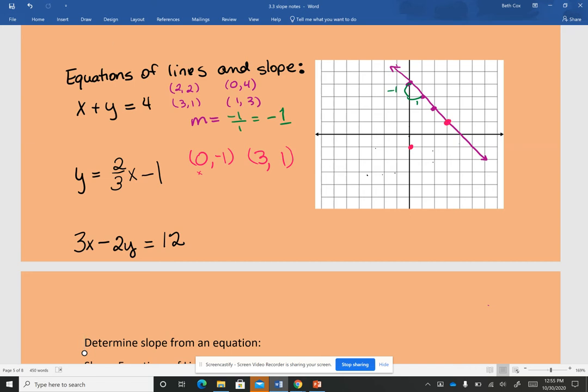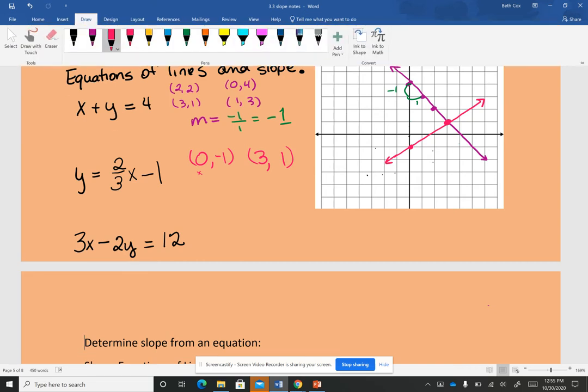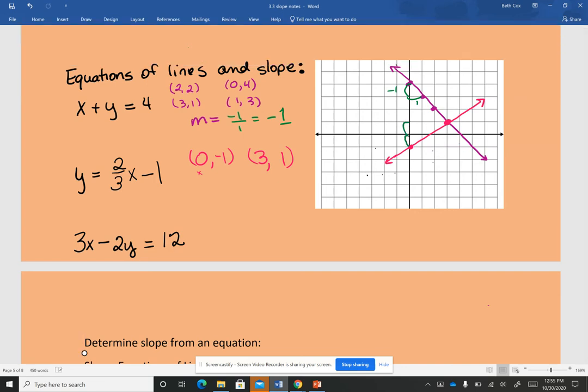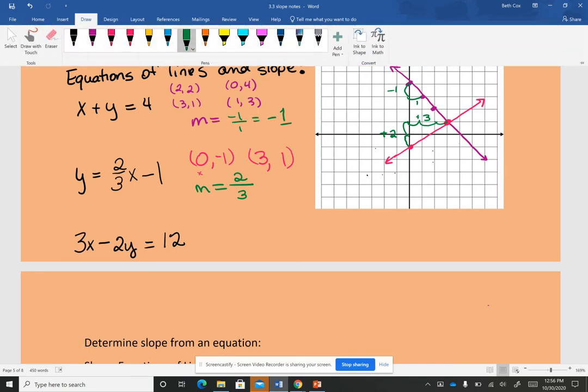These 2 lines actually cross. There they are. Now let's do the slope of the second line. I was using green for slope. So I'm going to go up 2, and then right 3. So my rise is 2, and my run is 3. So my slope is 2/3.